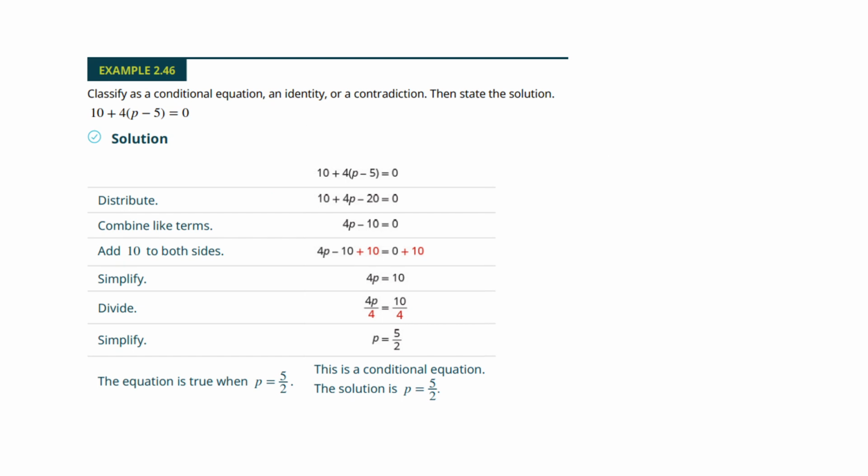Okay, let's see what's going to happen here. Yeah, not much. So I send that 4 through, I clean up and I solve this. This is nothing special, just that we get p equals 5/2. So this is conditional because we got an answer.